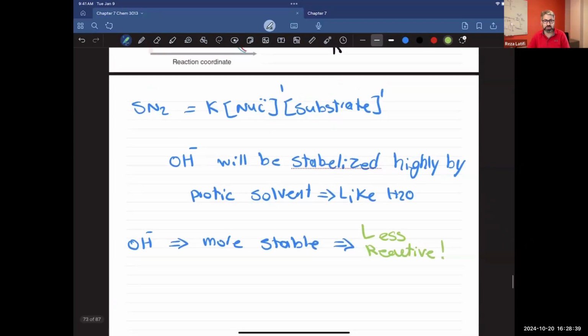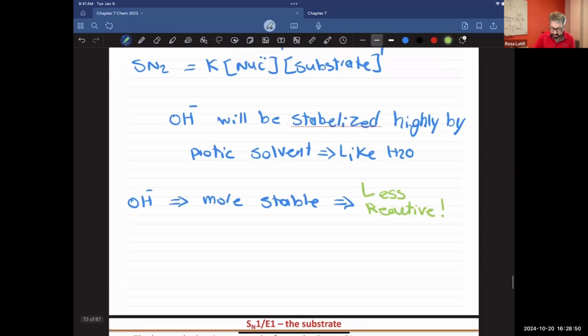So if you use a polar protic solvent, you're going to kill the nucleophile. Your nucleophile is not going to be that reactive, and this is going to be really bad for the SN2 reaction. So for an SN2 reaction, when it comes to the nucleophile, you need to have an aprotic solvent, a solvent that cannot stabilize the nucleophile. And yes, because you don't have much positive charge, you don't care about the intermediate.